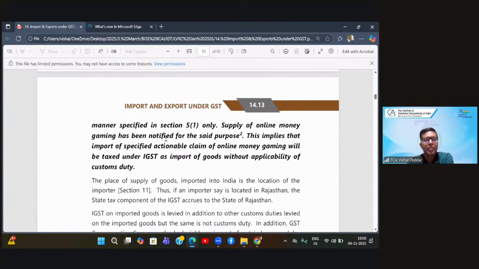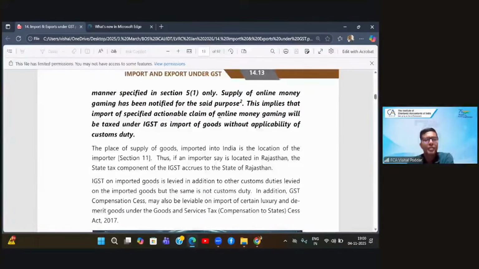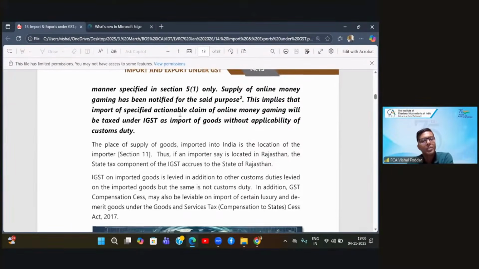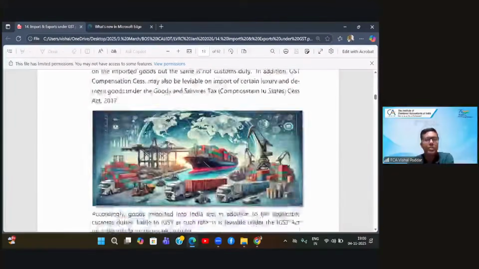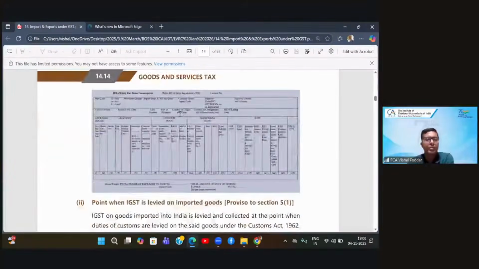Further, supply of online money gaming has been modified for the said purpose. This implies that import of specified actionable claim of online money gaming will be taxed under the IGST as import of goods, but without applicability of the customs law, because these things do not come through the customs frontiers.